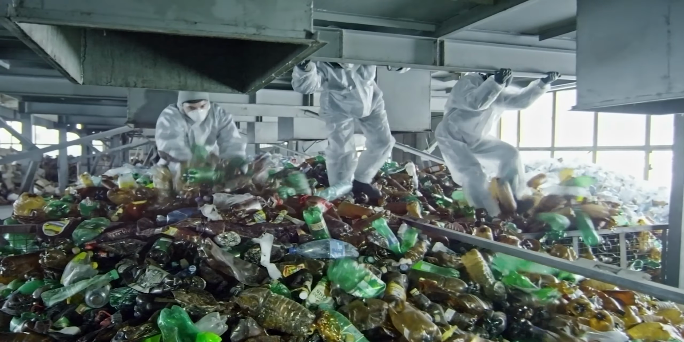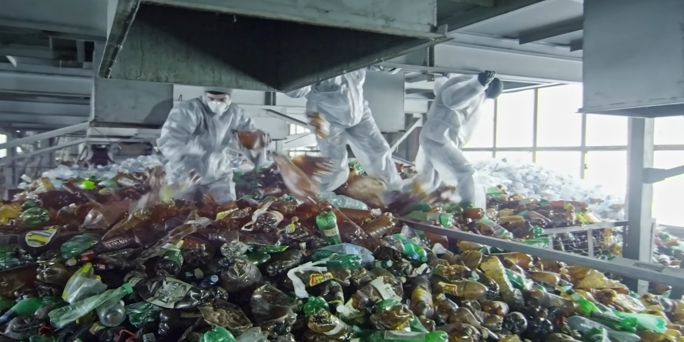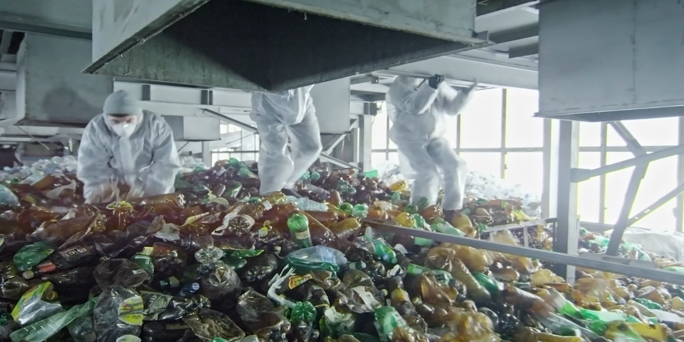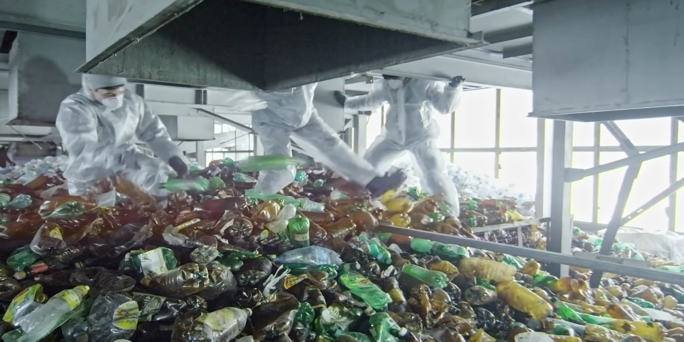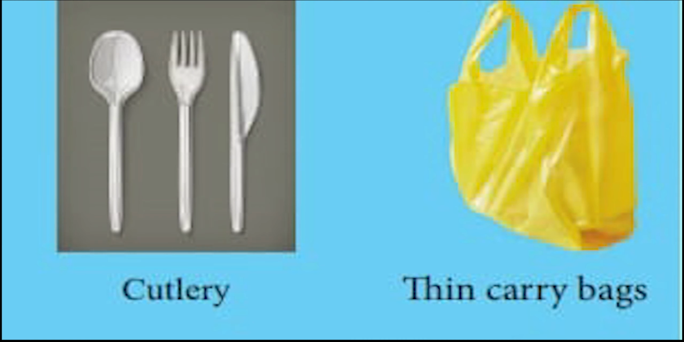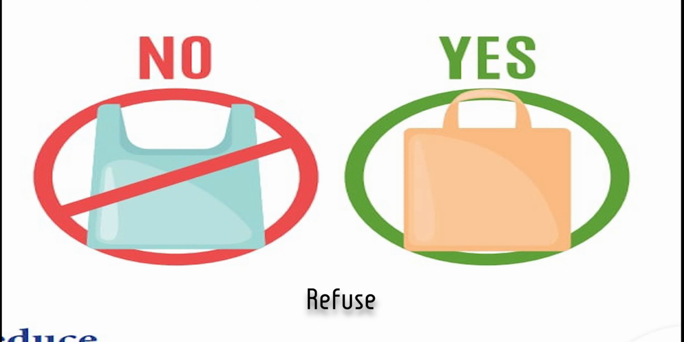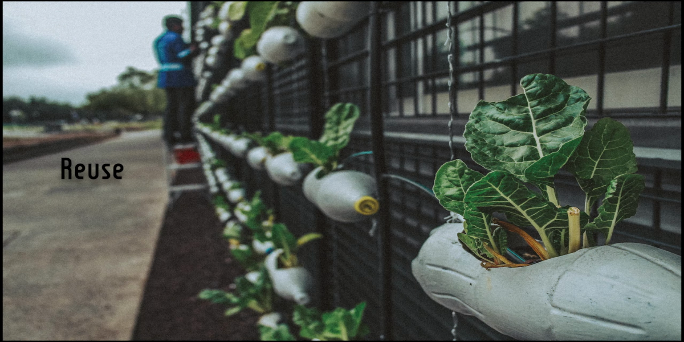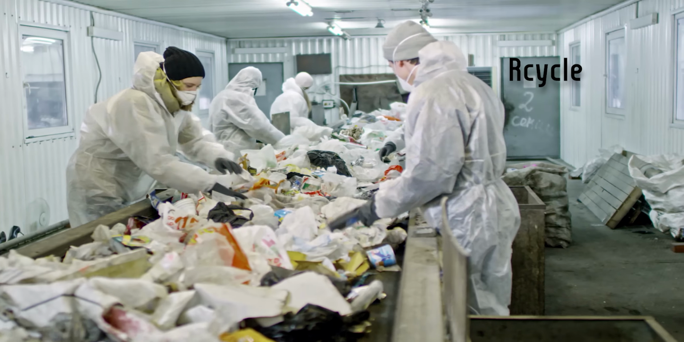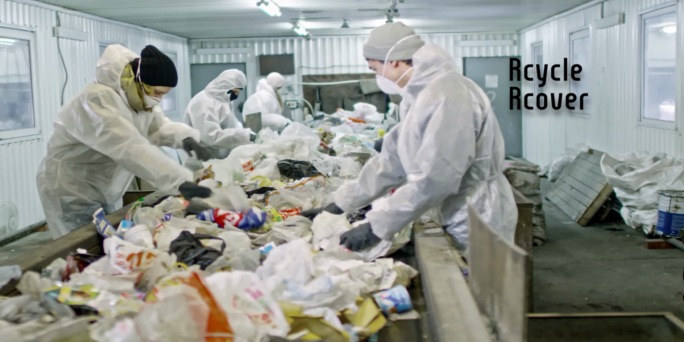We are now going to see about the control measures. How to control and dispose of plastic waste. The 5R principle is one way to look at plastic disposal. First one, refuse. Then reduce. Third, reuse. Fourth, recycle. And the fifth one is recover.